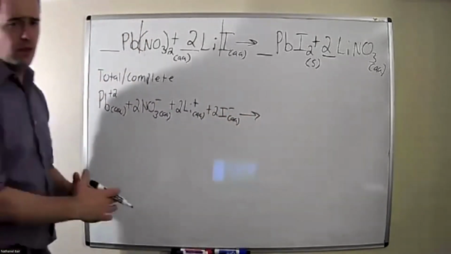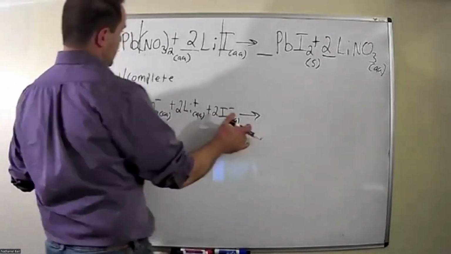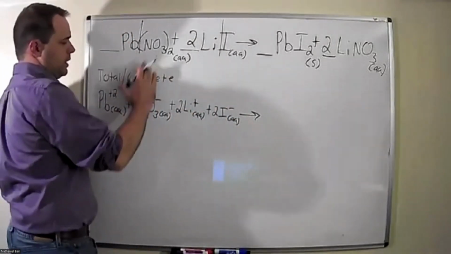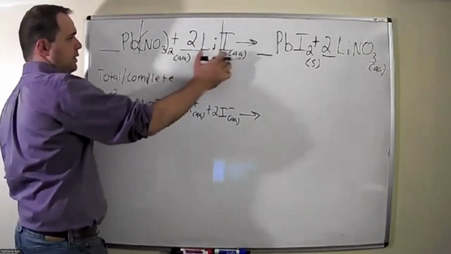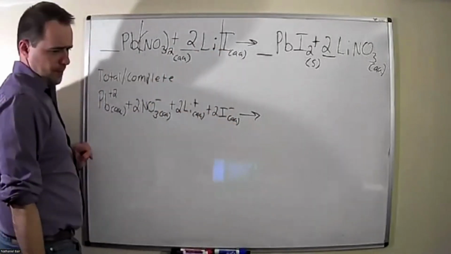Let's pause, look at the reactants. See how that's a lead +2 and 2 nitrates. See how that's 2 lithiums and 2 iodides.